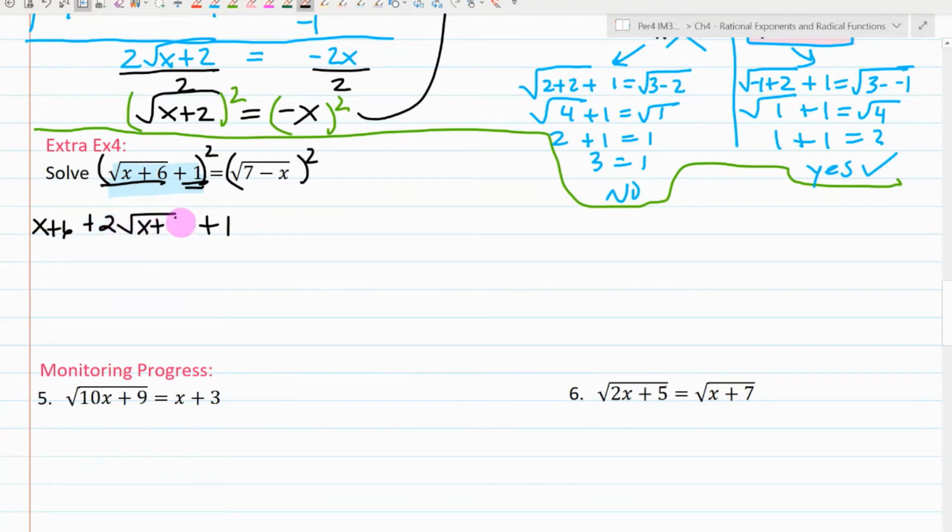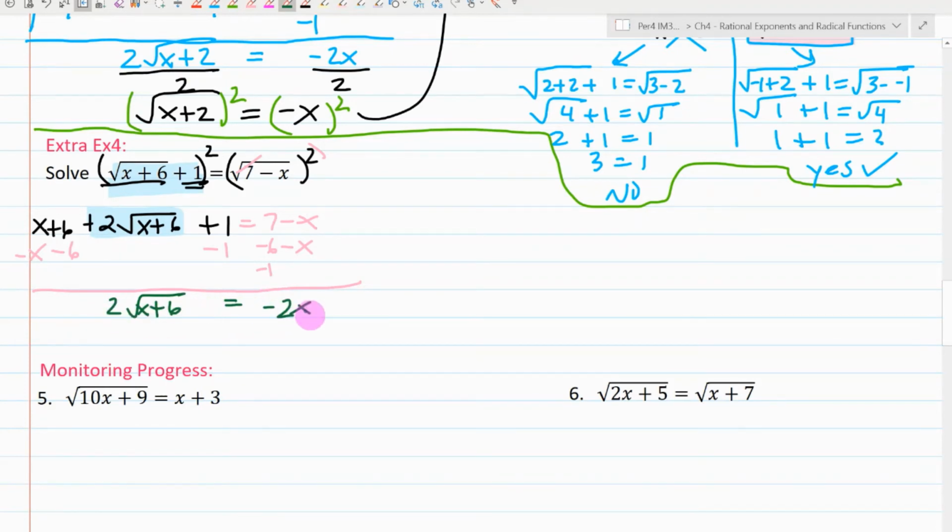Okay, so we multiply them together and double it. On the right side, we're just going to get 7 minus x because this cancels with that. All right, now we need to get that stuff in the middle isolated. So subtract x, subtract 6, subtract 1. This gives me 2 radical x plus 6 is equal to 7 minus 7. That goes away, so negative 2x.